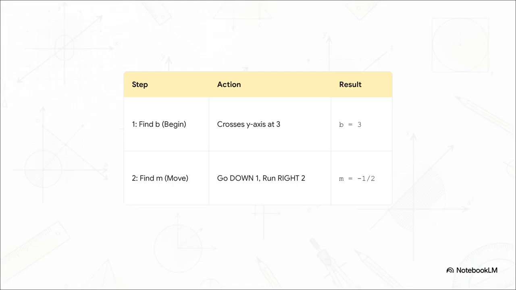Starting from that point, let's find our next clean spot on the grid. Notice this time, we have to go down 1 and then to the right 2. And because we went down, our rise is actually a negative 1. So our slope is negative 1 over 2.